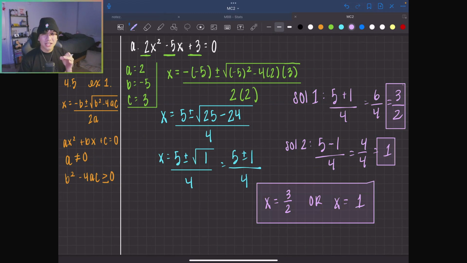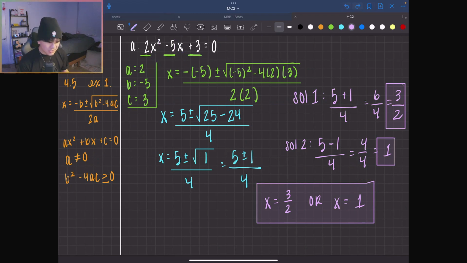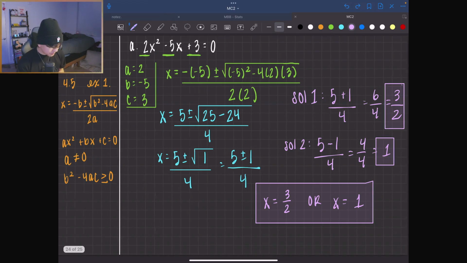Awesome. If we were to substitute x back into the original equation with 3/2 or 1, it should equal 0. So we have just solved this quadratic equation by using the quadratic formula. Let's try another example for good measure, okay?